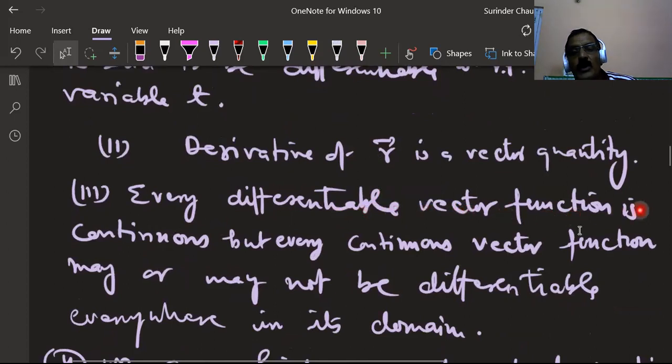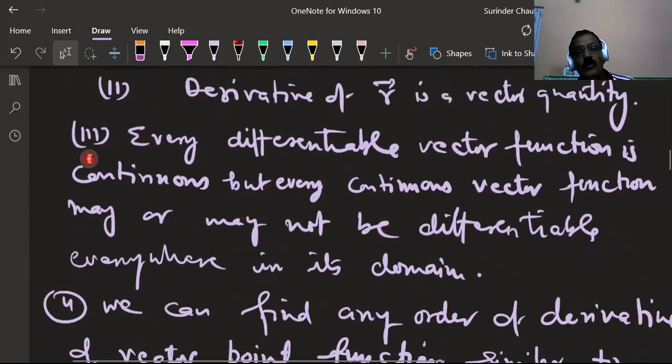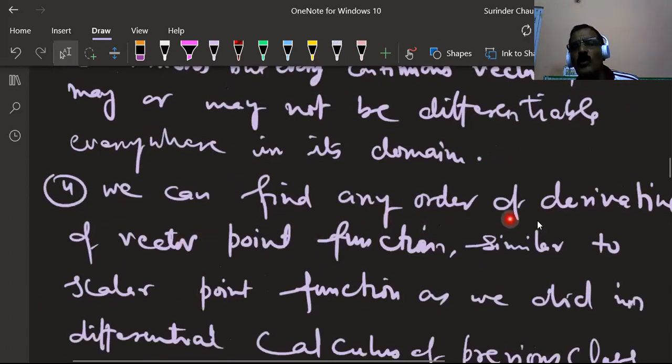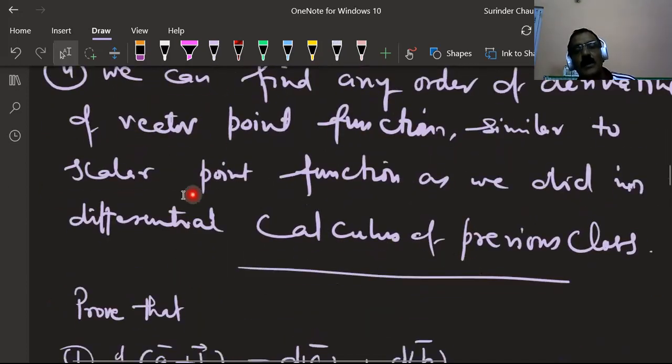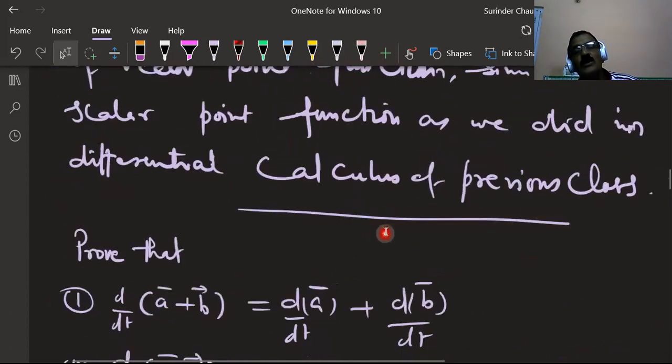Every differentiable vector function is continuous, but the converse is not true. As we discussed in the case of scalar functions, a function differentiable at a point is continuous there, but a continuous function need not be differentiable in the domain. The same holds true in the case of vector functions. We can find derivatives of any order of a vector function, similar to that of a scalar function. The derivative of a vector function is a vector quantity.